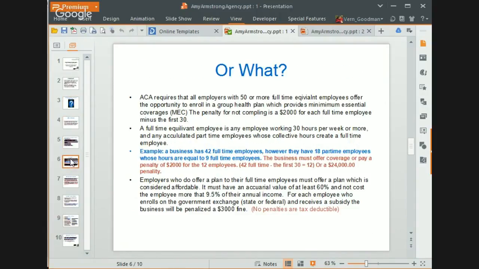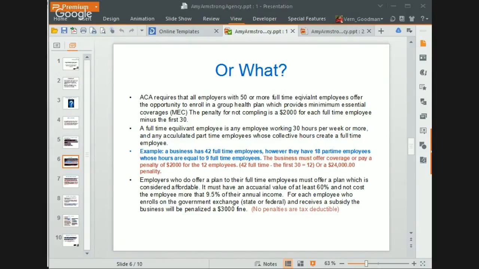Or what? Well, the ACA requires that all employers with 50 or more full-time equivalent employees, and by the way, this took place beginning January 1 of 2016, must offer the opportunity to enroll all of your employees in a group health plan which provides those minimum essential coverages. The penalty for not complying is a $2,000 fine for each full-time employee, minus the first 30.